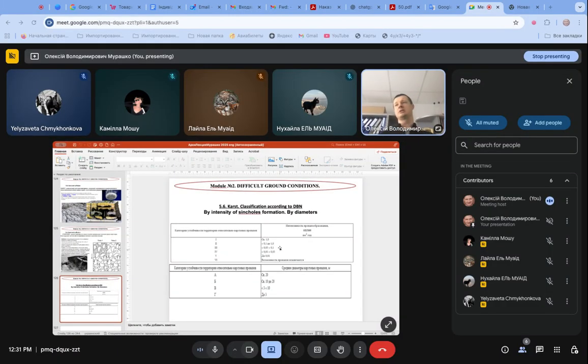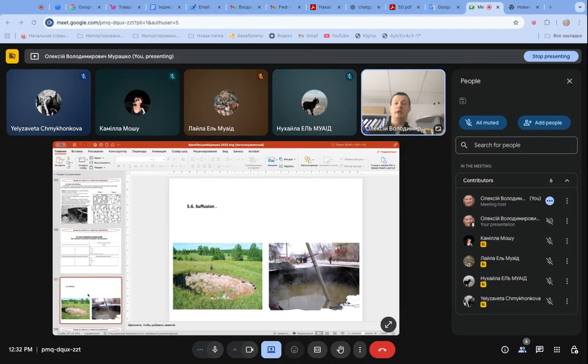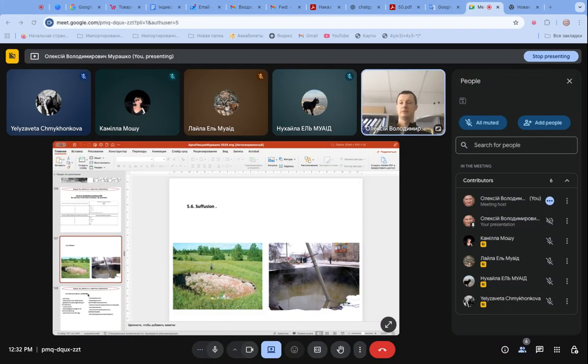Another type of classification is much simpler. It is connected only with the diameter or median diameter of the sinkhole. So, for example, if you have a sinkhole with a diameter of 5 meters, it will lead you to the category V. If you have a sinkhole with a diameter of 25 meters, it will mean that you have the category A. And so here are the effects of submersion.